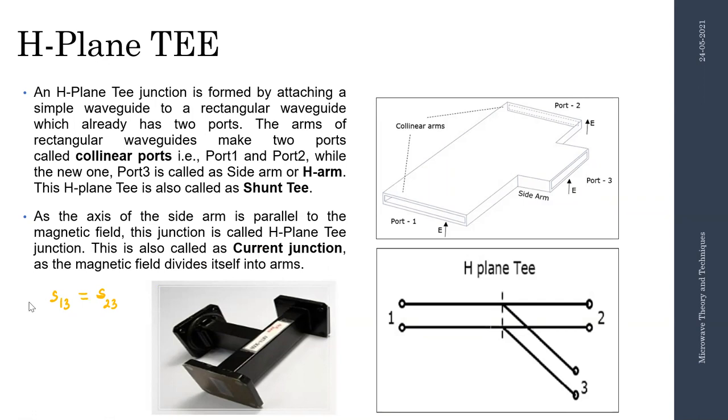This is the difference between the E plane T and the H plane T. In the E plane T, it was 180 degrees out of phase. That's why I was writing S13 equal to minus S23. But in the case of the H plane T, it is S13 equal to S23. So all of you, please do the same process that I did for the E plane T.